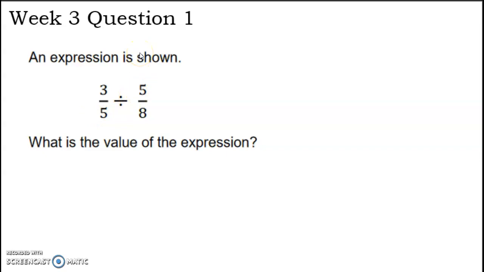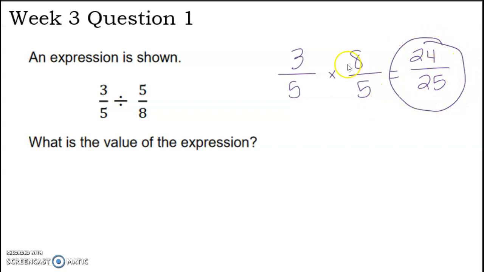So this is pretty straightforward. This is 3/5 divided by 5/8. Whenever you see division of fractions, it is just a simple keep, change, flip. So we are going to keep that 3/5, change the division to multiplication, and then flip your fraction. So we have 3 times 8, which is 24, 5 times 5, which is 25. That's as simple as it can get.